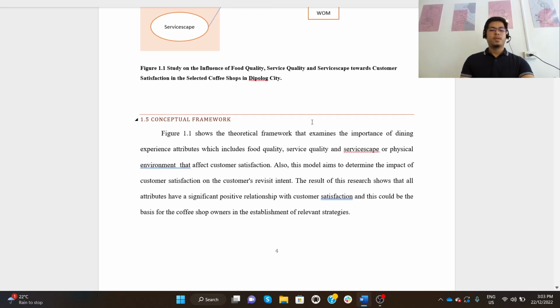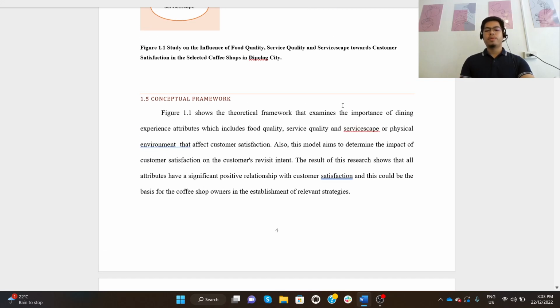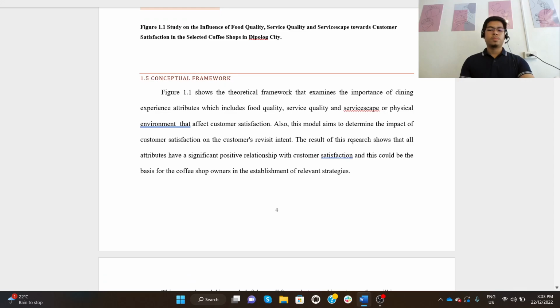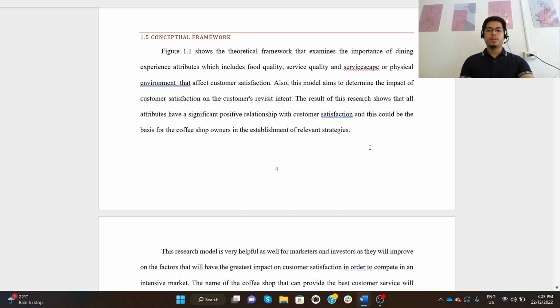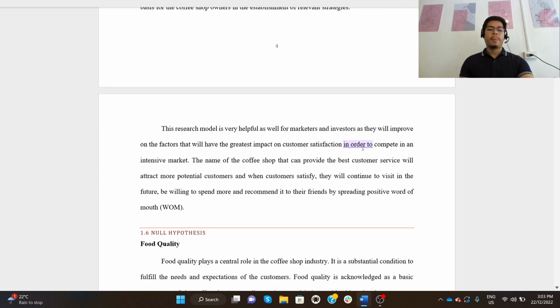So let's explain. So, conceptual framework. Figure 1.1 shows the theoretical framework that examines the importance of dining experience attributes, which includes food quality, service quality, and servicescape or physical environment that affect customer satisfaction. Also, this model aims to determine the impact of customer satisfaction on the customer's revisit intent. The result of this research shows that all attributes have a significant positive relationship with customer satisfaction, and this could be the basis for the coffee shop owners in the establishment of relevant strategies.